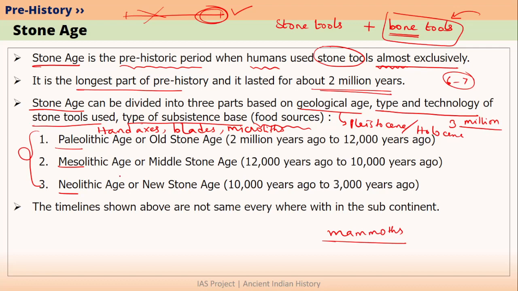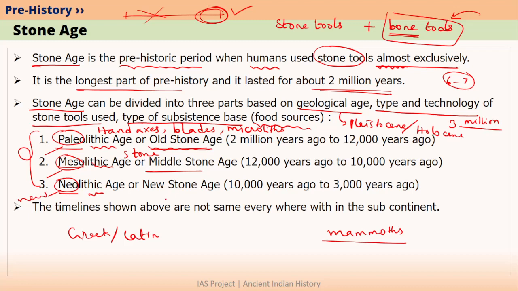The first phase is Paleolithic Age. Paleolithic Age is also called Old Stone Age because the words Paleo, Meso, Neo, all these have Greek and Latin origins. Alright? And we know that the word lithic simply means stone. So Paleo means old and lithic means stone. So Paleolithic Age becomes Old Stone Age. Meso means middle, lithic means stone. So Mesolithic becomes Middle Stone. Neo means new, lithic means stone.